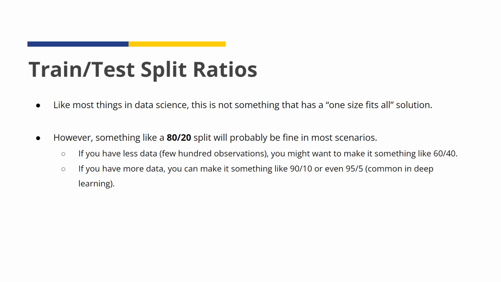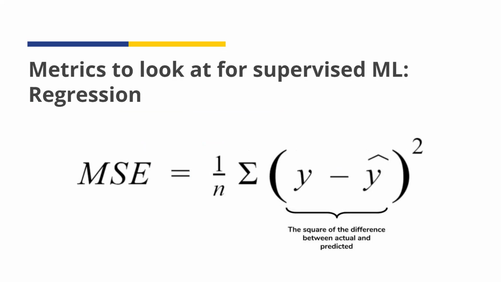If you have a lot of data, like millions of entries, something like a 90-10 or 95-5 split could be even better, just because you have so much information that the 5% could still be a very large data set in its own right. So this is something that happens a lot in deep learning.